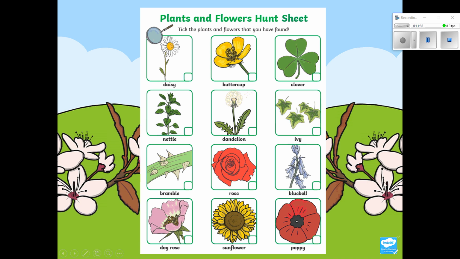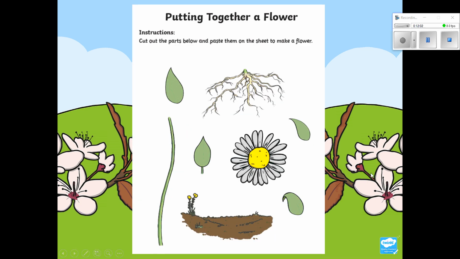And I would like you to go into your garden, or if you're going on a walk somewhere today, I would like you to look and see if you can see any different types of flowers. You might see some flowers that are not on this list that you could take a photograph of. But if you see any flowers on this list, you could print it out and give it a tick to say that you have found them. If you're not going for a walk today, or if you don't have any flowers in your garden, you can have a go at this activity.